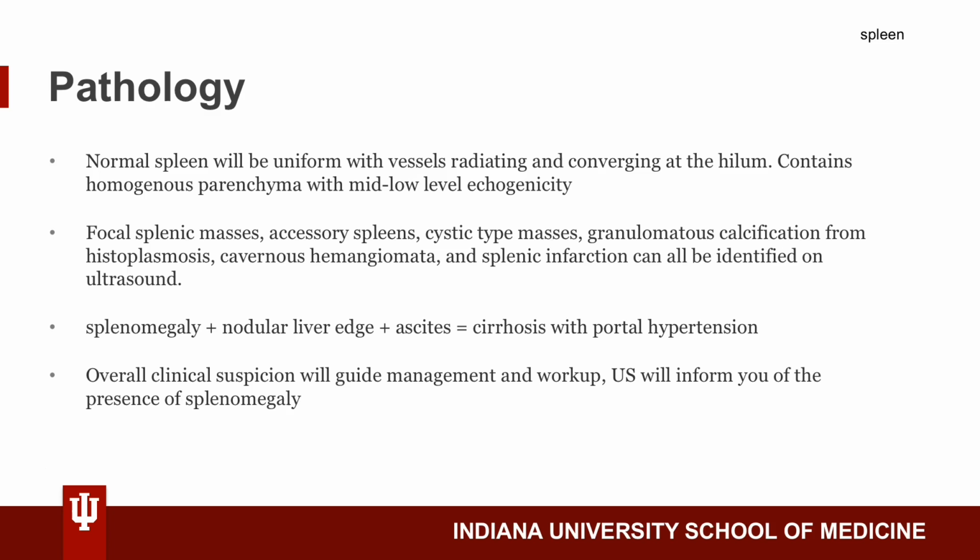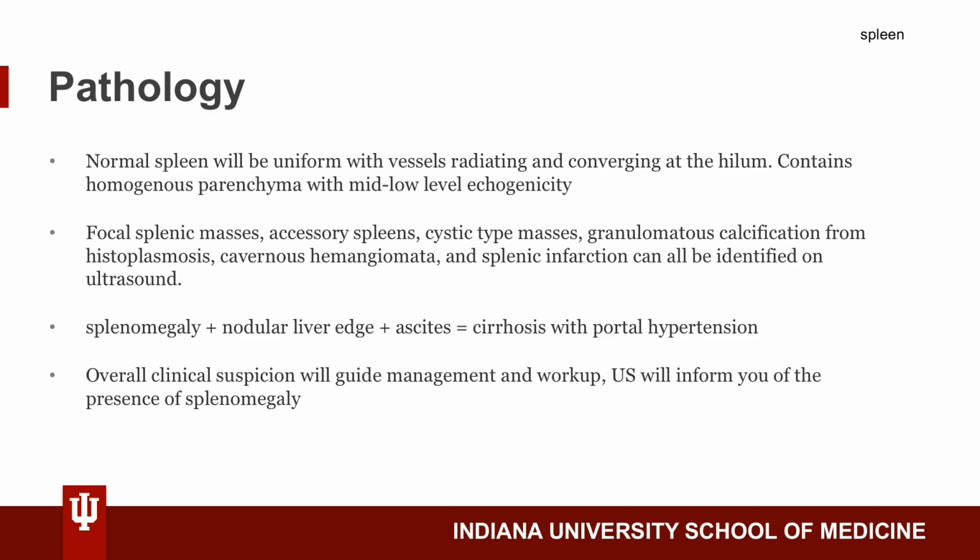In terms of diagnosing something from ultrasound alone, if your patient fits all other presenting symptoms that you would expect, and they have on ultrasound the combination of splenomegaly, a nodular liver edge, and ascites, you can go ahead and diagnose cirrhosis with portal hypertension, which I thought was pretty neat. Overall, like we implied earlier, this study is just to tell us yes or no, the presence of splenomegaly, and your patient's symptoms will guide your workup and further management.